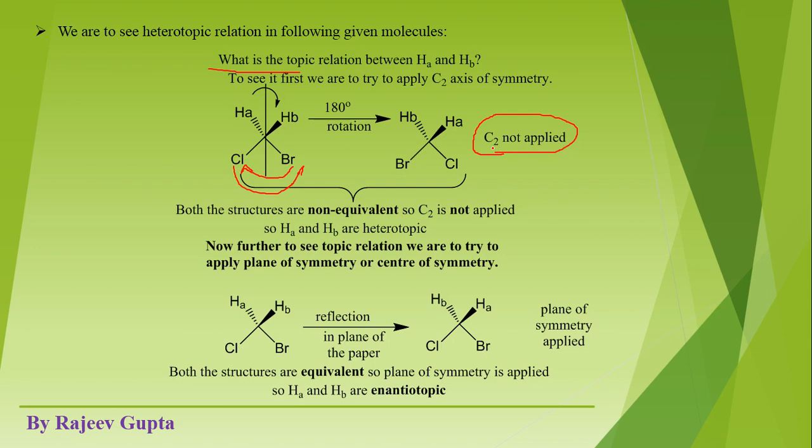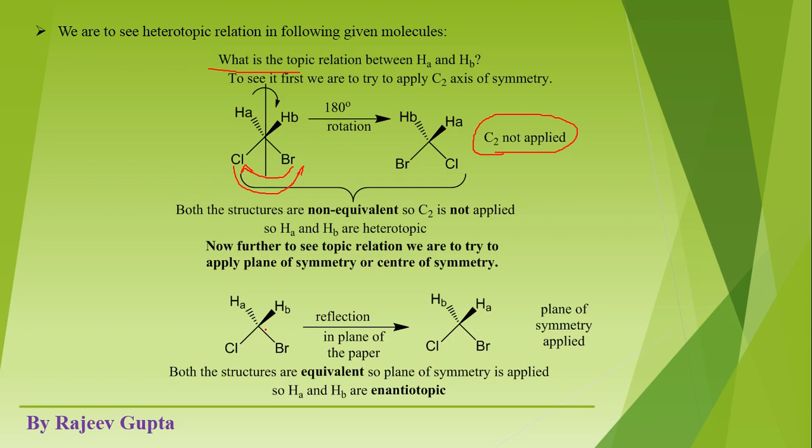C2 axis of symmetry is not applied, means this is not a C2 axis of symmetry; we have just made a rotation operation by 180 degrees, but actually C2 symmetry is not applied. So we can say that HA and HB are heterotopic. These are not homotopic. Now further we can check a relationship between two ligands based on this heterotopicity, which could be enantiotopic or diastereotopic. So we have to apply a plane of symmetry or center of symmetry.